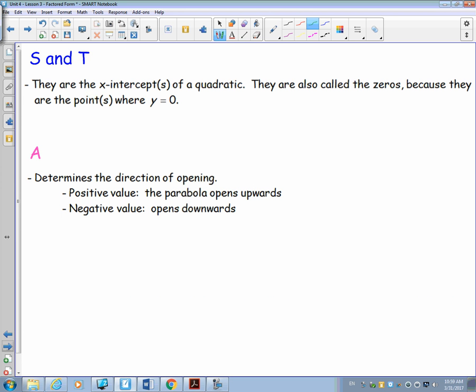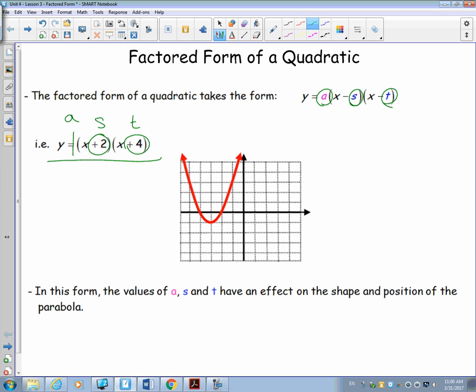S and T, they're the x-intercepts of a quadratic. We also call those things zeros because they're the points where y equals 0. So if we go back for a second here, my zeros are -2 and -4. And remember, we always changed our sign when we took things out of a bracket. The reason why is, if I were to put that number back into the bracket, so -2 plus 2, what's that come out to? 0. That's why I call it 0. Or -4 plus 4 comes out to 0. That's why we call it 0.